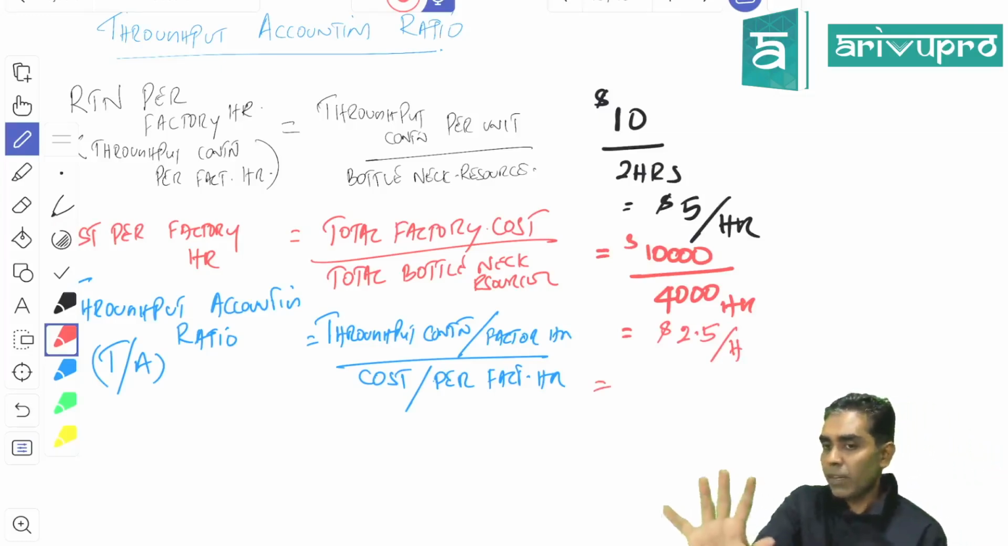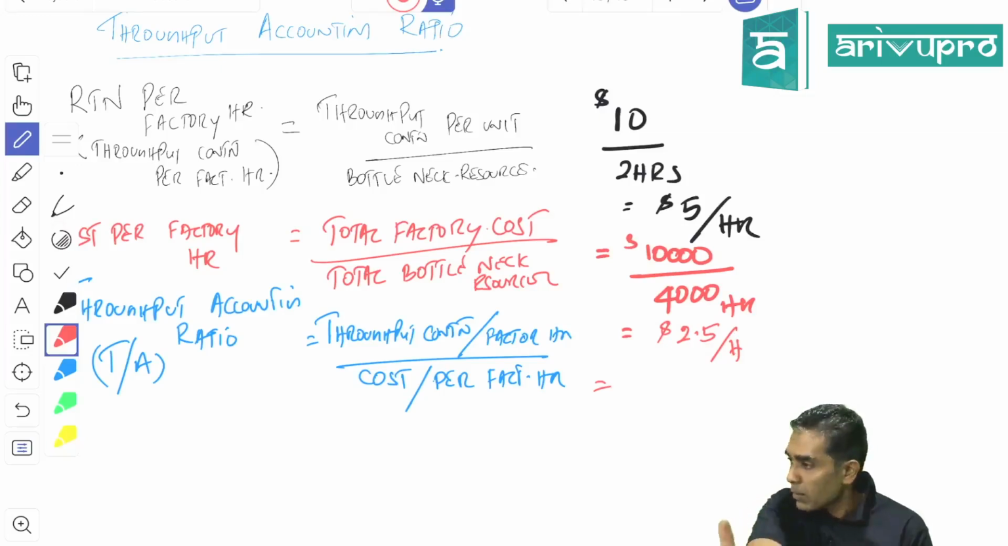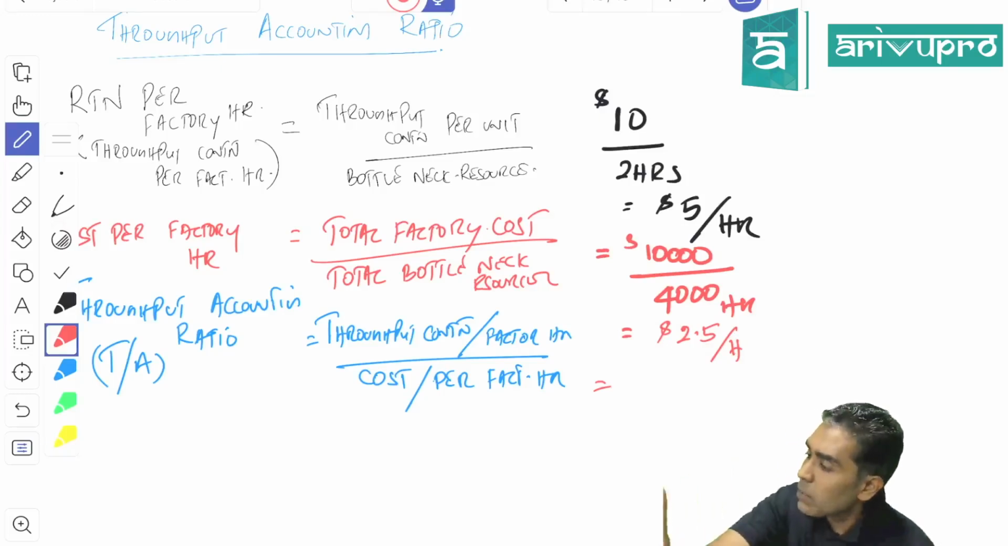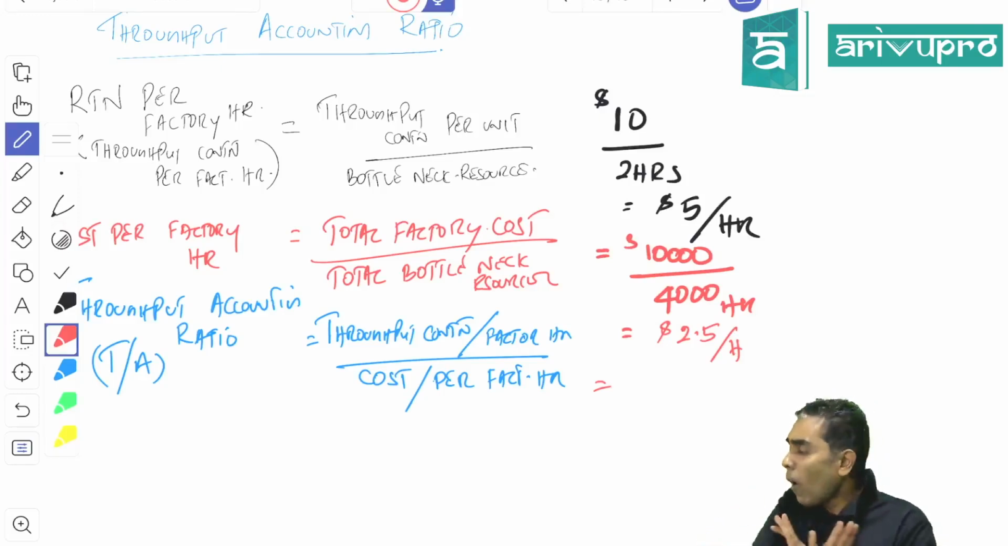Right. It's very clear now. Every 1 hour, your throughput contribution is $5. Agree with me? Every 1 hour, your factory cost is how much? 2.5. Which means, apart from the material, all the other costs which would have been treated as factory costs were in your company.